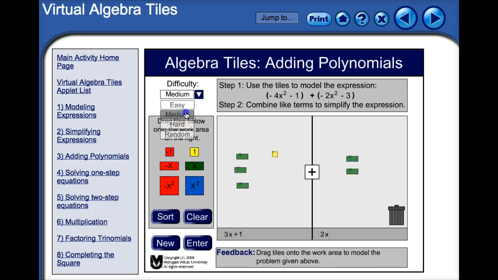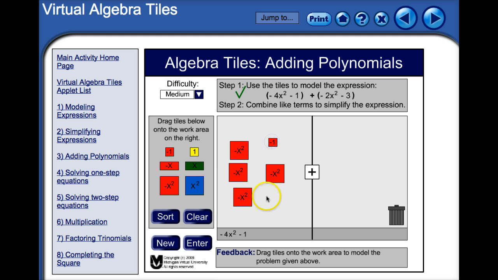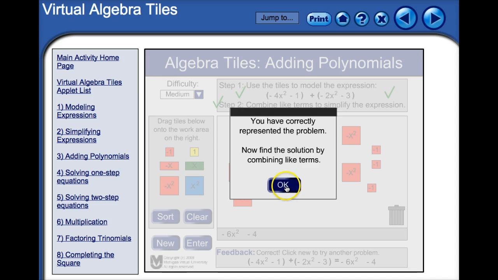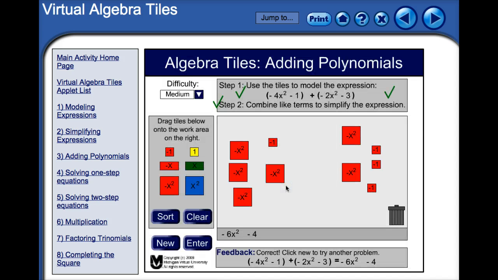I want to try a medium level of difficulty one. So negative 4x squared minus 1, let's try that. So there's my negative 4x squared minus 1. And then I'm going to add to that negative 2x squared minus 3. Okay, now let's combine like terms. Well, they're already combined. There's no cancellations. Everything is negative. So in total, I've got 1, 2, 3, 4, 5, 6. So negative 6x squareds and negative 4.